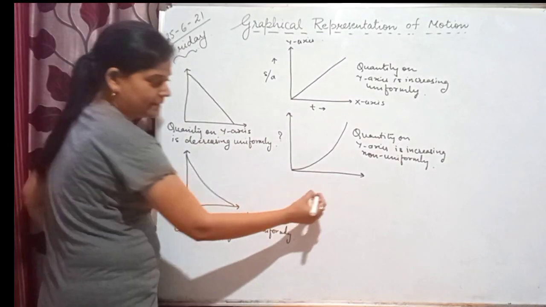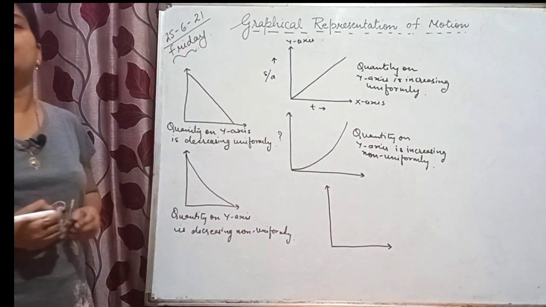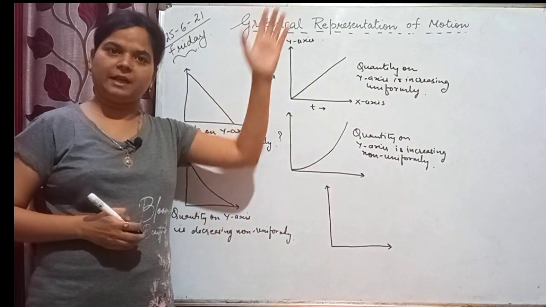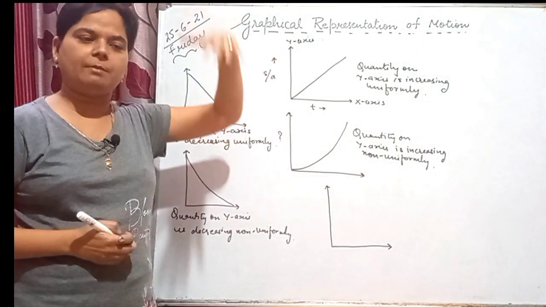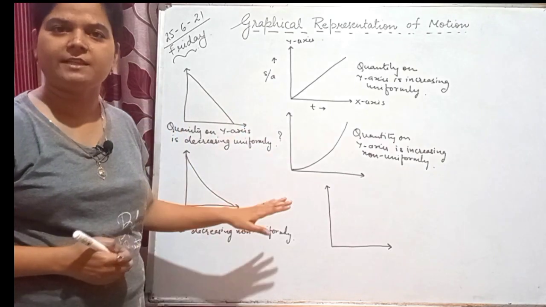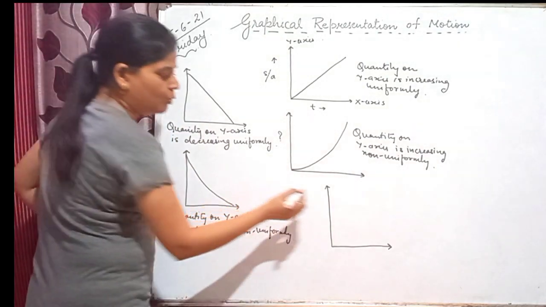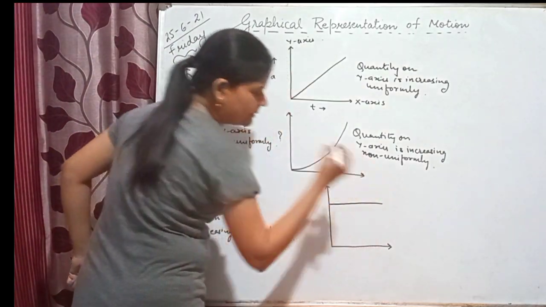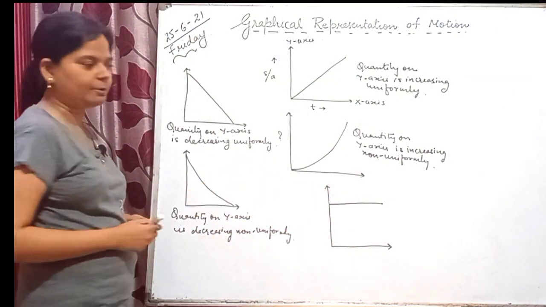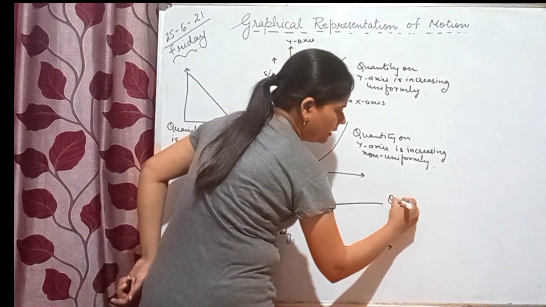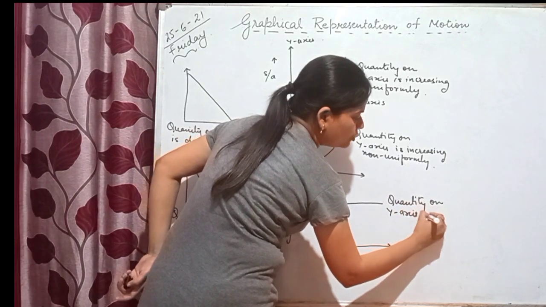Next, in case in a graph you neither find the line going up nor coming down. If the graph is going up, it means the quantity on the y-axis is increasing. If it is coming down, it means the quantity on the y-axis is decreasing. Suppose the graph is neither going up nor coming down. You have a graph drawn like this, parallel to the x-axis. So in this case, what does this graph represent? It represents that the quantity on the y-axis is not changing.